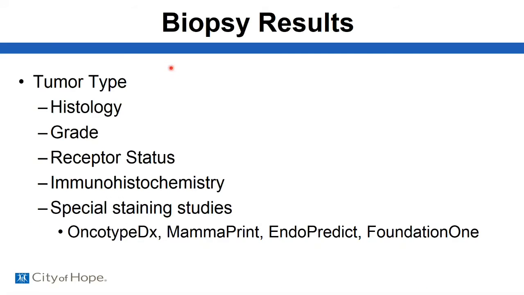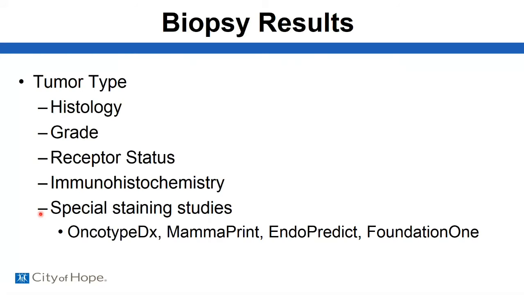So the biopsy comes back and we want to look at a whole bunch of different options of where that cancer is coming from, what the different grades and stages are. So they're going to give you a histology. They're going to give you an overall grade, 1, 2, or 3. They're going to give you receptor status, meaning does it respond to the female hormones, estrogen, progesterone, and other special tests. They can do immunohistochemistry on it depending on the type of tumor it is.